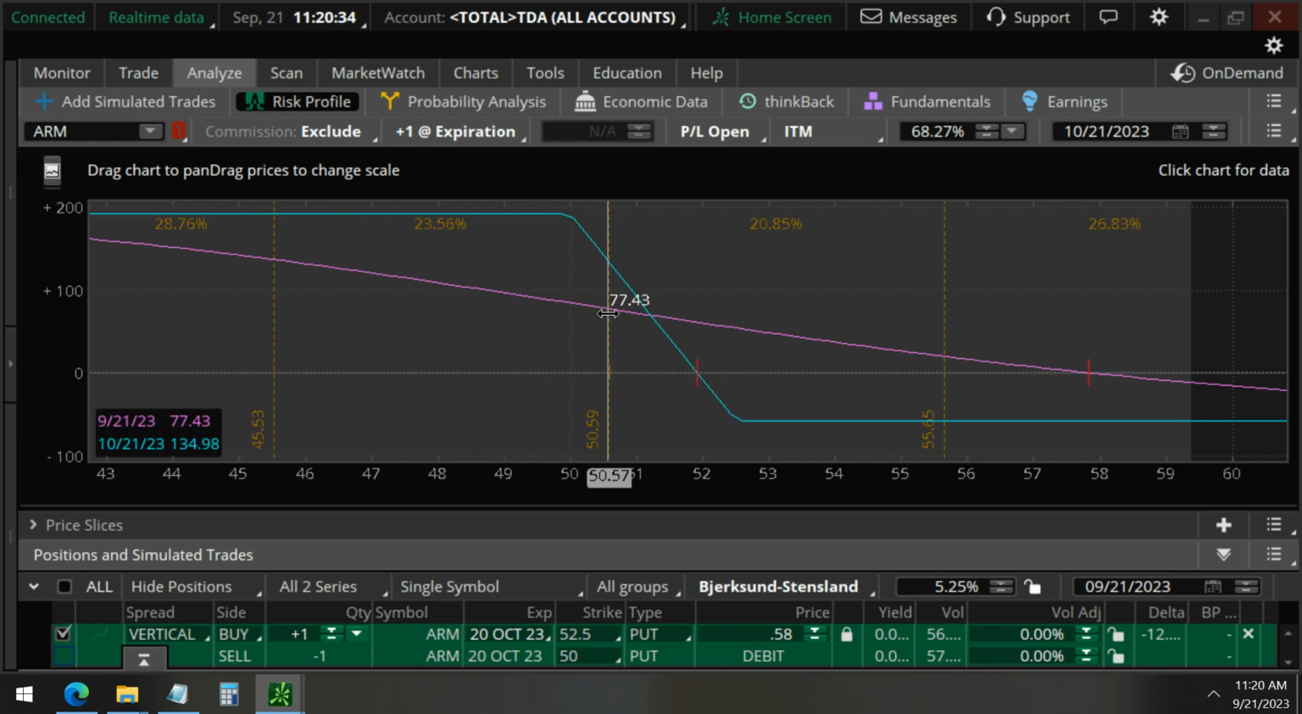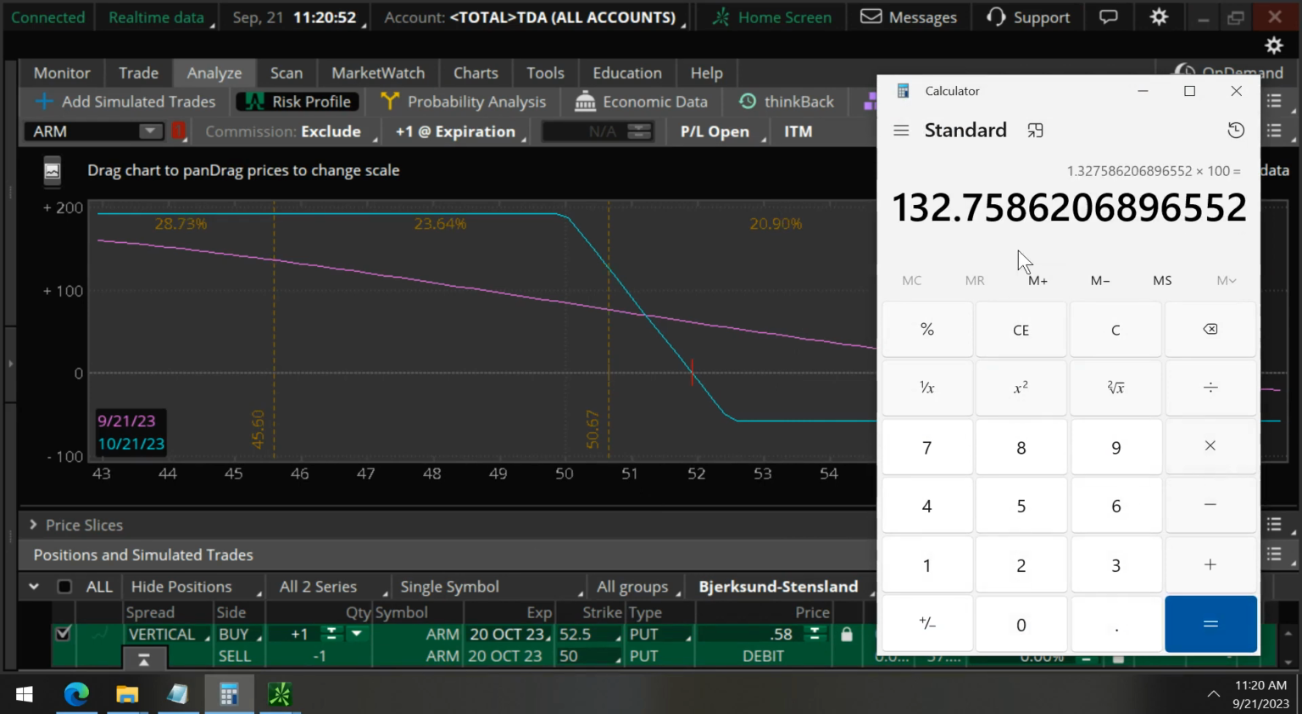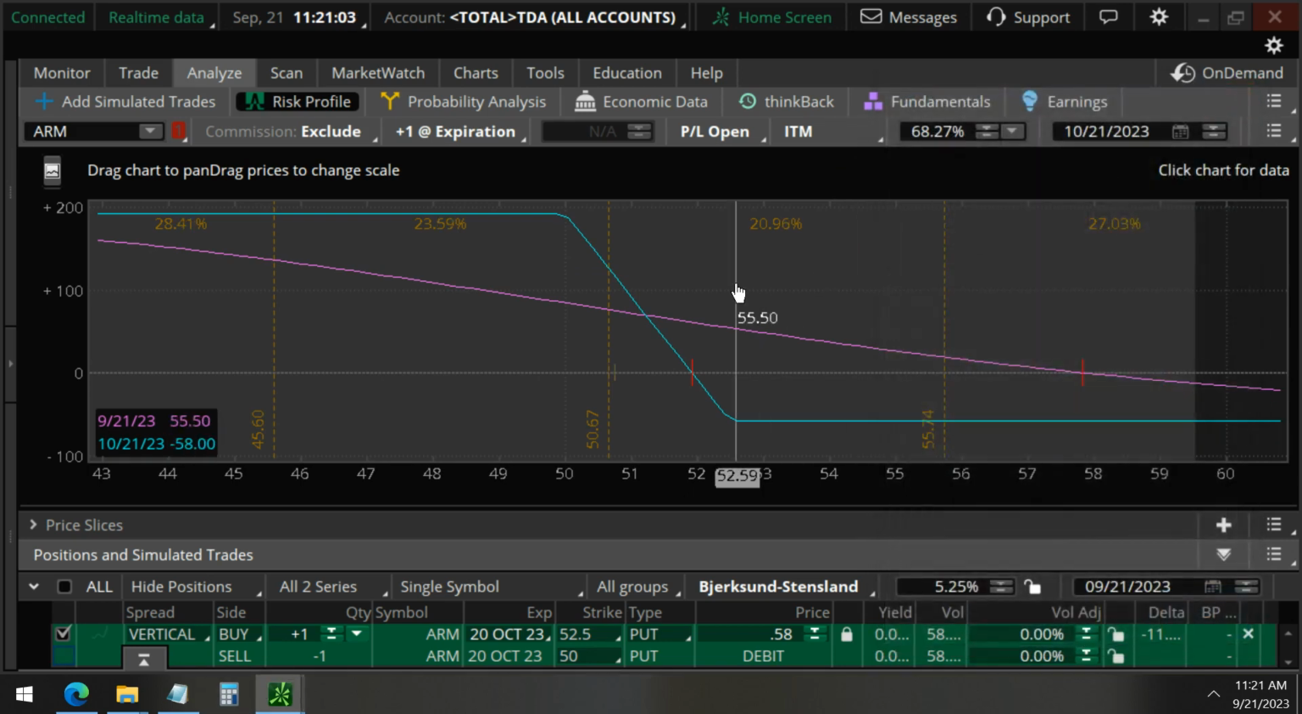per trade. And we spent $58 to buy this trade. So 77 divided by the initial investment of 58 times 100 is our percent return, 132% in just 3 days. So this is the power and strategy of the unusual options activity data that we use and analyze.